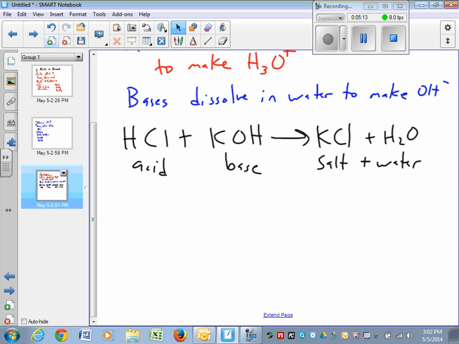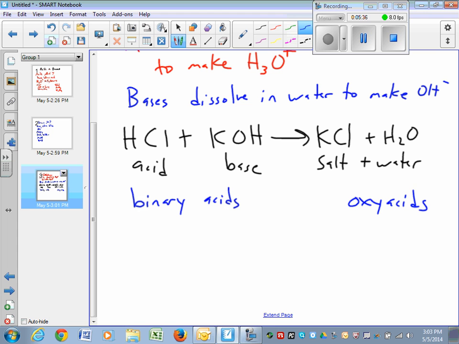Arrhenius acids have special naming rules. So bases, we're just going to name potassium hydroxide, calcium hydroxide, just like we used to do when we were doing naming back in Unit 4. But acids have special names. There's two types of acids. We have binary acids, and we have oxyacids. You might have guessed, oxyacids are acids that have oxygen somewhere in them.